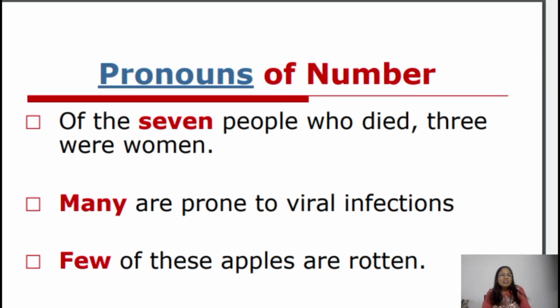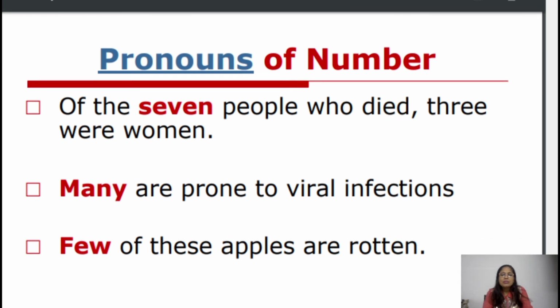Do you know that even numbers are used as pronouns? It depends upon the usage. If a number is replacing a noun, let's have a look at the example. Of the 7 people who died, 3 were women. The word 3 here is replacing a noun, that is women. Many are prone to viral infections. Few of these apples are rotten. They all refer to numbers, so pronouns of number.